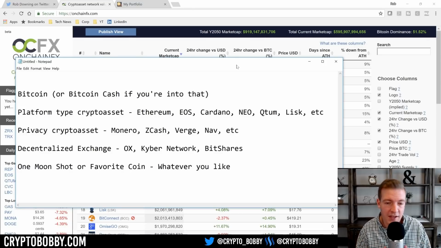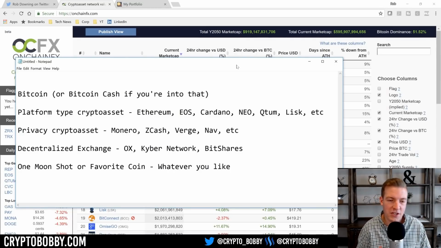ZRX is one. Kyber Network is another. BitShares is an older one. I personally like ZeroX and Kyber Network a little bit more than BitShares, but there are other decentralized exchanges out there. I would recommend having a decentralized exchange in your portfolio. I think that's a fairly interesting bet moving forward.